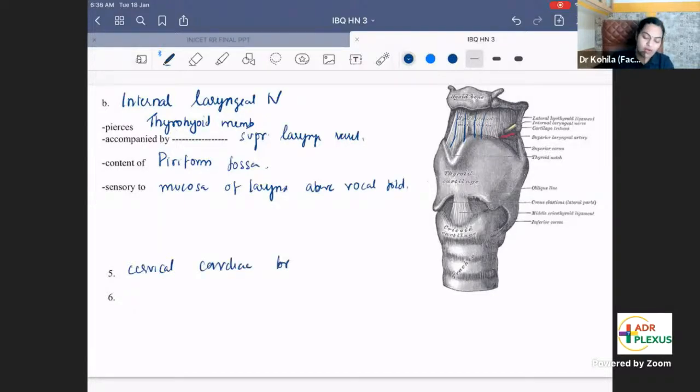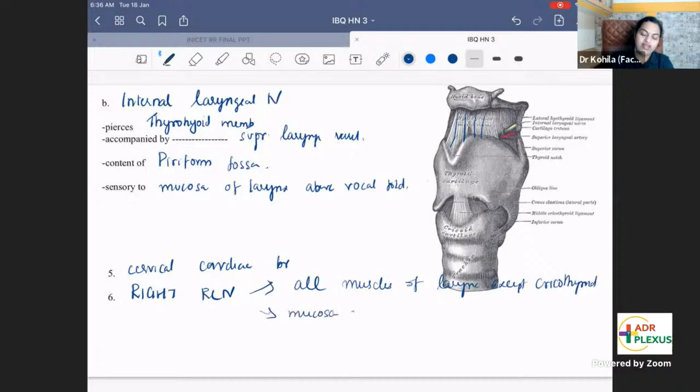And lastly, most important, it gives rise to the right recurrent laryngeal nerve. What does the recurrent laryngeal nerve do? It supplies all the muscles of the larynx except, yes, come on, tell me, except the cricothyroid. And it supplies the mucosa of the larynx below the level of the vocal fold, vocal cords. So unilateral paralysis, okay, abduction will be lost. Bilateral paralysis can lead to dyspnea.